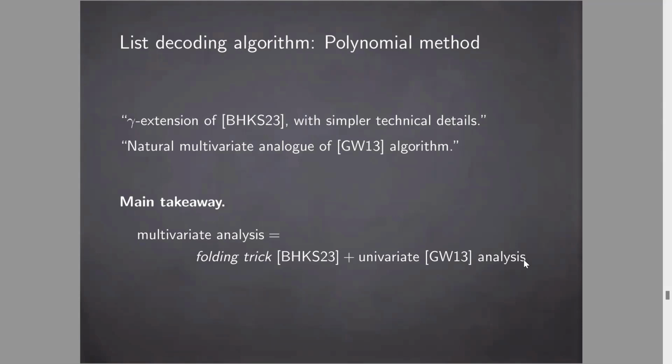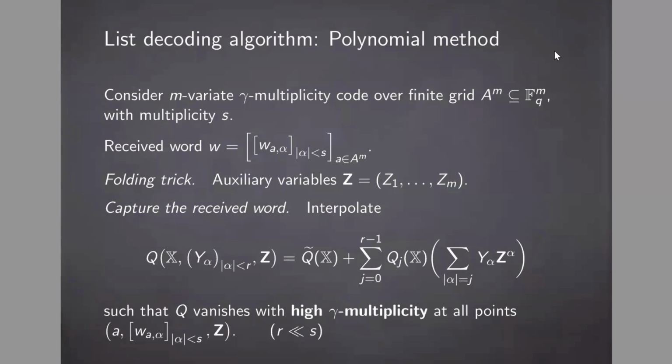Okay, so what does this algorithm look like? Consider an m-variate gamma multiplicity code over a finite grid A to the m. Let's say we have a received word W, which is indexed by the evaluation points a as well as the multi-indices corresponding to the derivatives alpha. We will use a folding trick introduced by Bhandari and others, which is really considering auxiliary variables Z1 to Zm, and we will consider monomials in these variables.